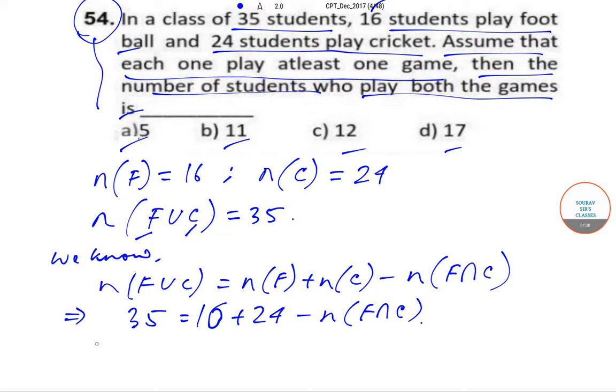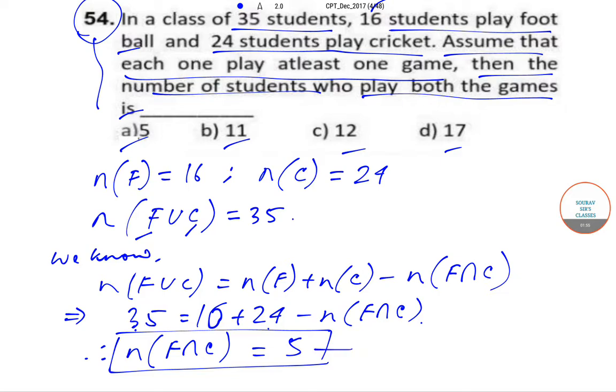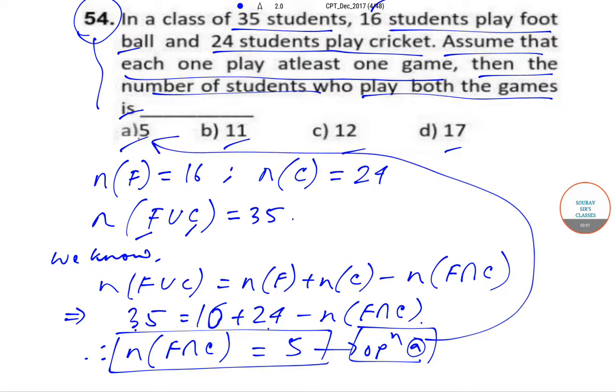So the number of students who play both football and cricket is, if we bring 35 onto the right hand side, 16 plus 24 is 40, 40 minus 35, we have 5. So there are 5 students who play both the games. So this is option A. Option A over here is the correct option. Now let us move on to the next question.